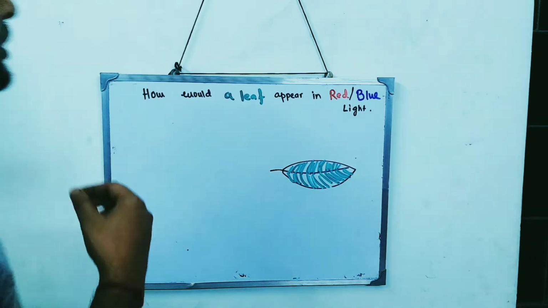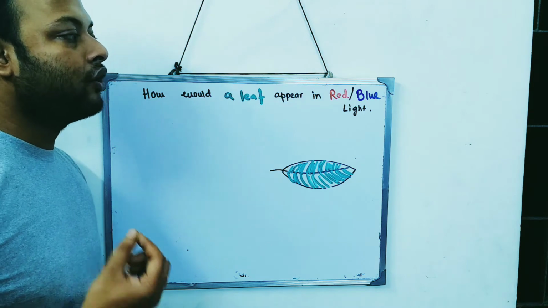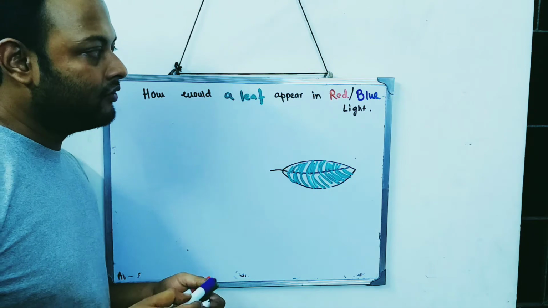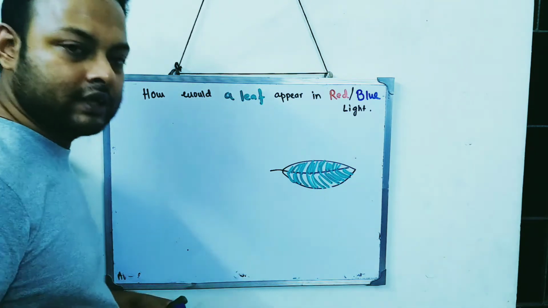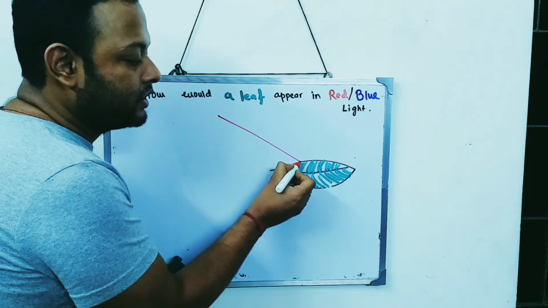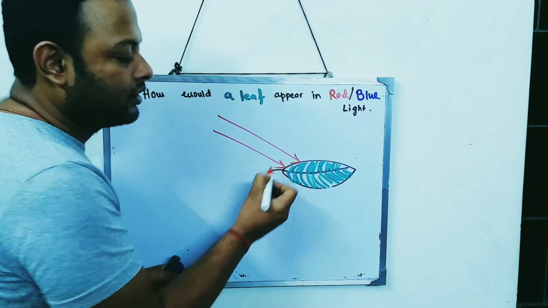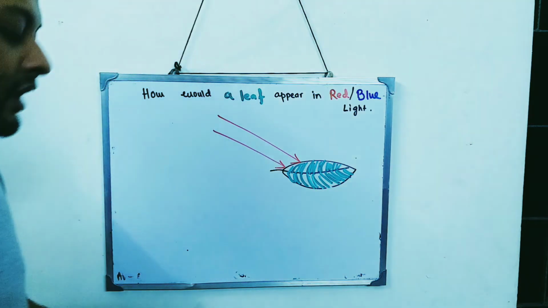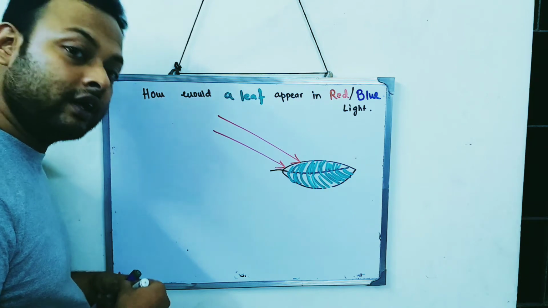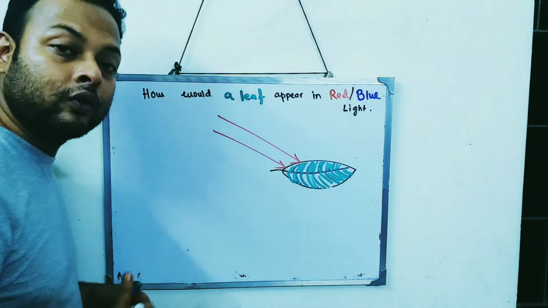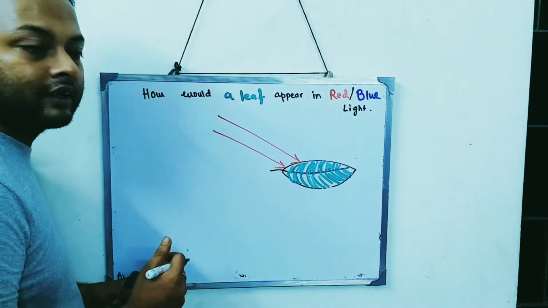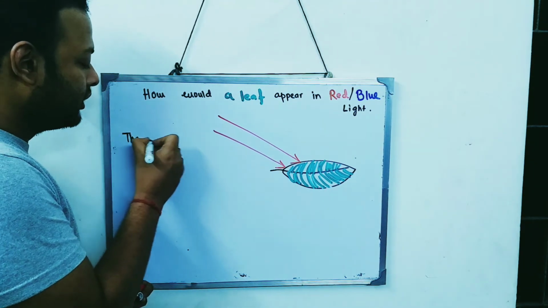Now the next question is, how would a leaf appear in a red or a blue light? If I have a leaf which is green in color, how will it appear in red light? If red color is incident on it, now you tell me, this green color leaf will only reflect green light. As of now, only red light is coming, so the green leaf will absorb this red light.